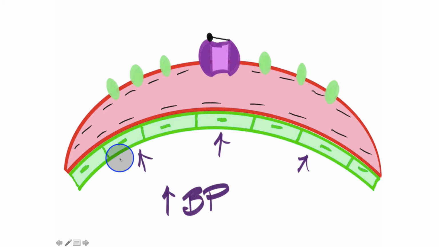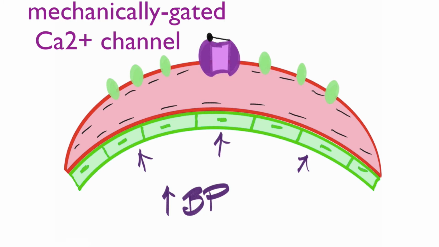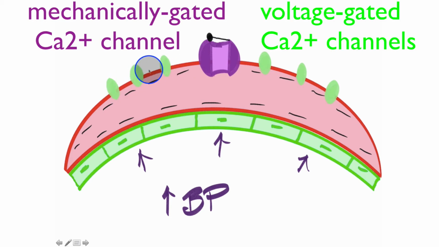So this space right here, this is only a partial snapshot of the blood vessel that we just saw in cross-section earlier. In green here is the endothelium. This is one smooth muscle cell. Lining the sarcolemma of this smooth muscle cell is a mechanically gated calcium channel, or a stretch-sensitive calcium channel. And these in green are voltage-sensitive calcium channels.